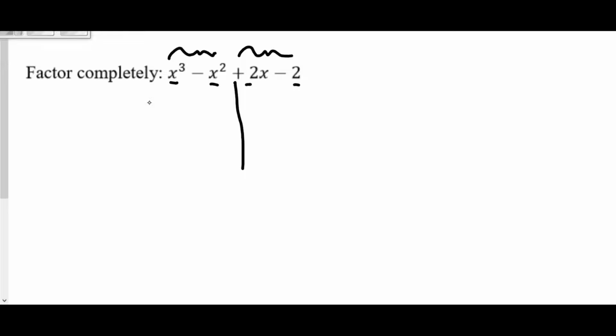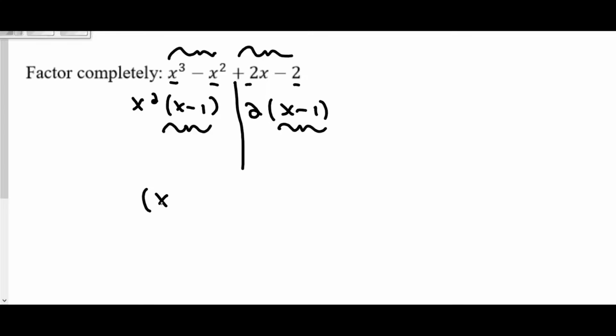So in the first group, I can pull out an x squared, and that would leave me with x minus 1. And the second group, they both have a 2, so I can pull out a GCF of 2, and I'd be left with x minus 1. Since both these parentheses match, you know you did it right. And then you're going to combine your terms. So x squared plus 2 times x minus 1. Now this is done. It's in fully factored form.